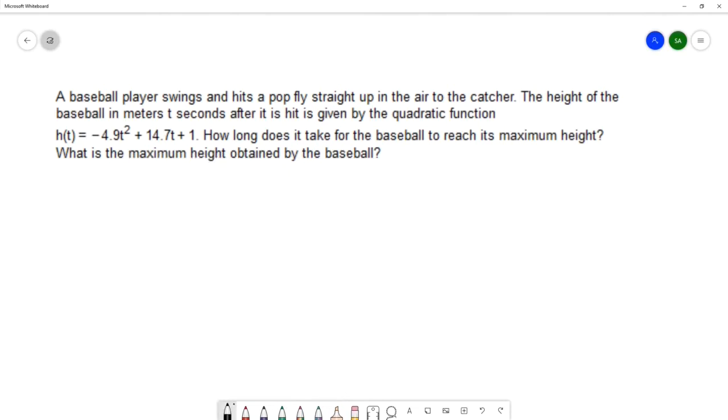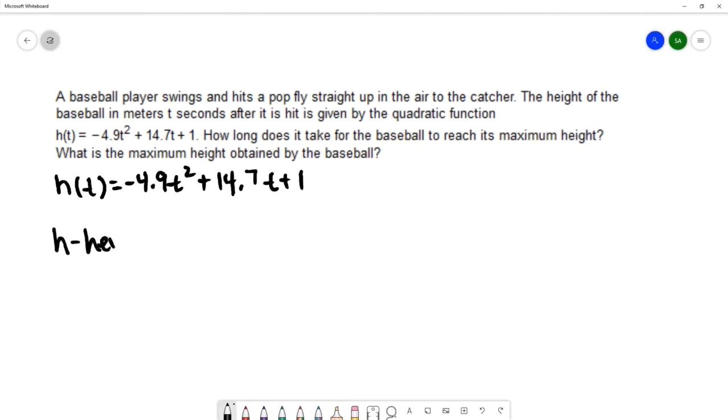So the function that we're given, h of t equals negative 4.9 t squared plus 14.7 t plus 1, is going to tell us the height, so h stands for height, at any moment in time after the ball is hit. So if we choose a t, choose a time, and substitute it in for these t's here, that will tell us the height at that moment.